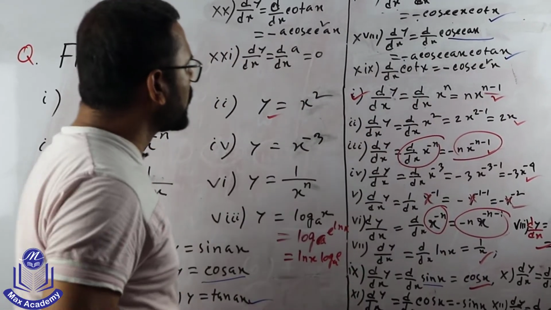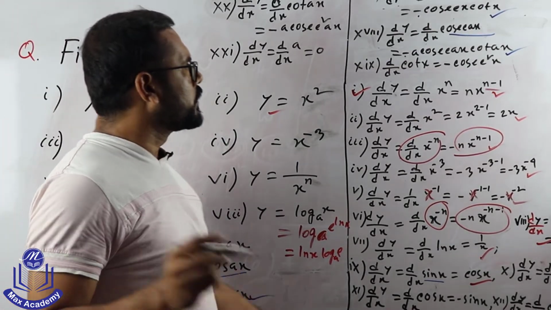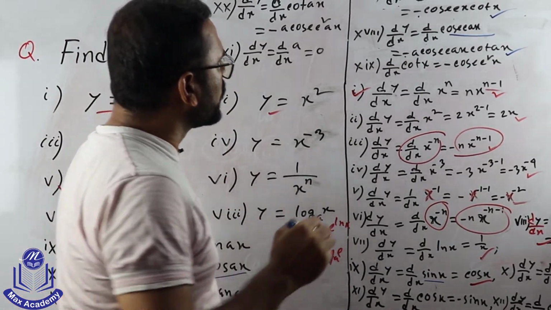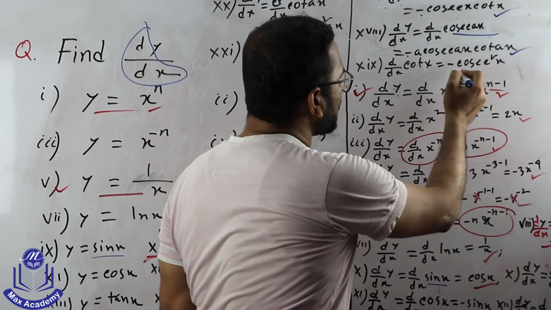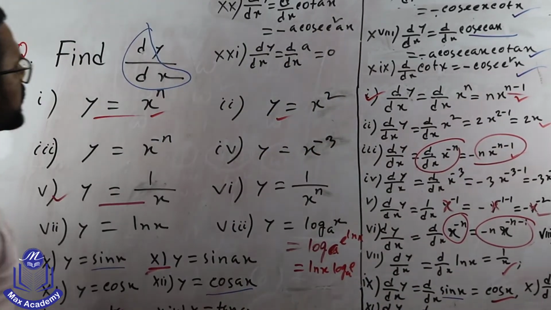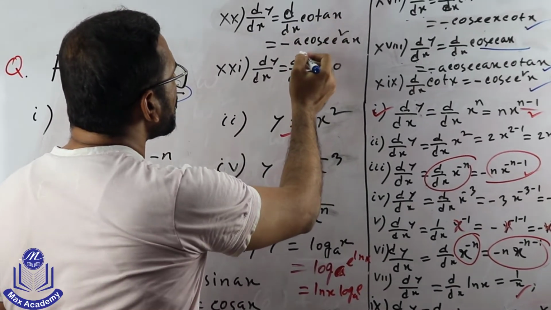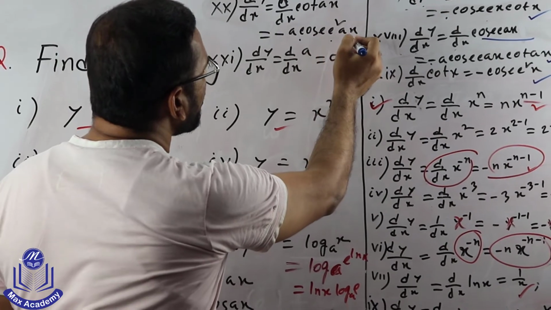Then the question is y equals cot x. We need to differentiate cot x. If we differentiate cot x, we will get minus cosec square x. Then the question is cot ax. If we differentiate cot ax, we will get minus a cosec square ax.